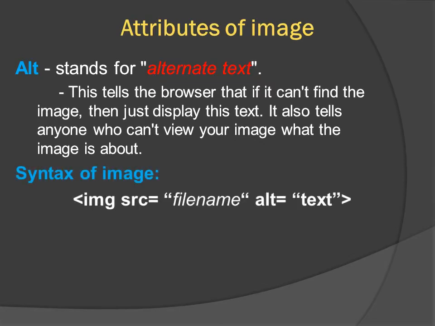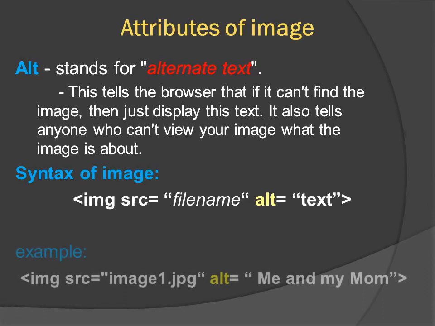So with the syntax, IMG SRC equals your file name, and you can now put the alt attribute equals the text that defines your image. Example, image source, image1.jpg, and that picture is all about me and my mom. So I put there a text that says this image is about me and my mom.